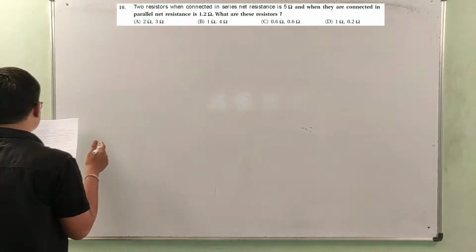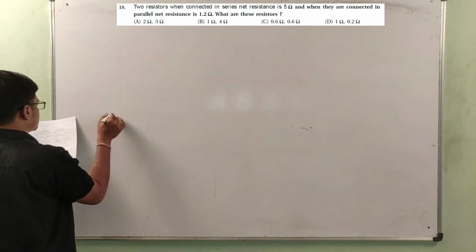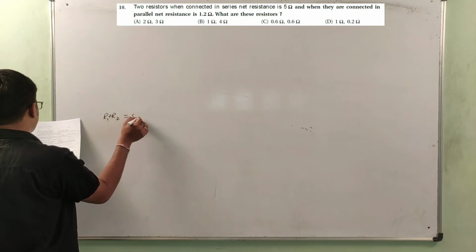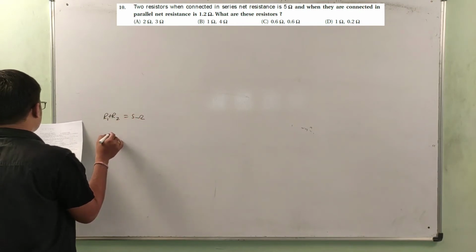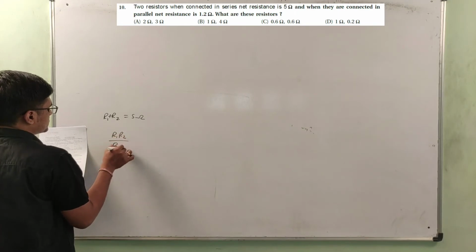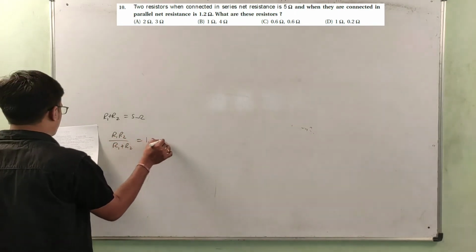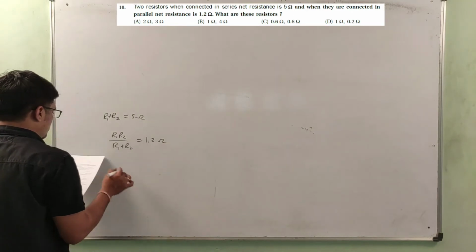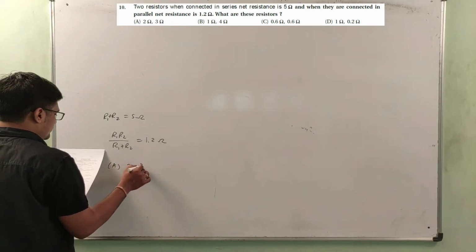Question number 10. Two resistors, when connected in series, have a net resistance of 5 ohm. So R1 plus R2 is equal to 5 ohm. When they are connected in parallel, the net resistance is 1.2 ohm. When connected in parallel, the equivalent is multiplication by addition, that is equal to 1.2 ohm. What are these resistances? Check for all the options.